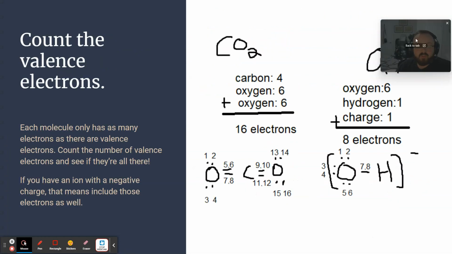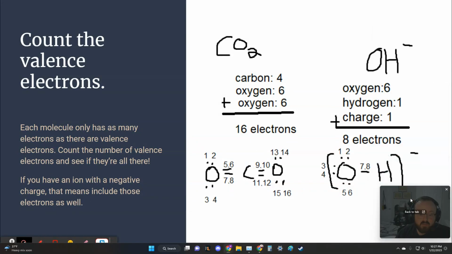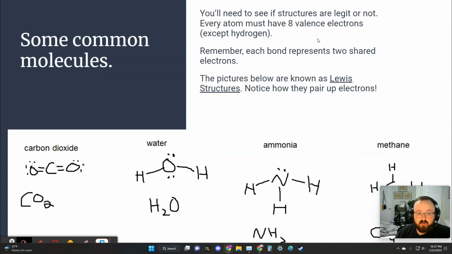I will get back to this as I go through some of the practice problems. But when we're going to start telling if structures are legitimate or not, basically, is this the chemical structure of ammonia? And we're going to see a lot of these different structures.